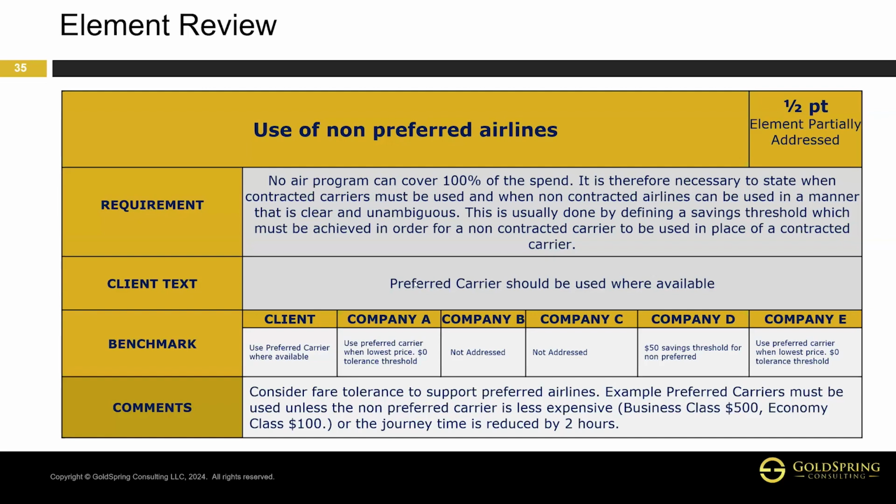So it said preferred carriers should be used where available. We're looking to make this really, really clear and unambiguous, right? So we're looking to see a savings threshold in there. Can you use non-preferred carriers if they're cheaper? That's typically what you see. Or are you even going to support your preferred carriers further and say, we want to see maybe a 50% savings threshold before you can use non-preferred carriers? That's how we would score our policies, quite qualitative.